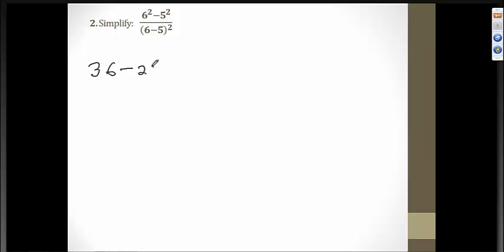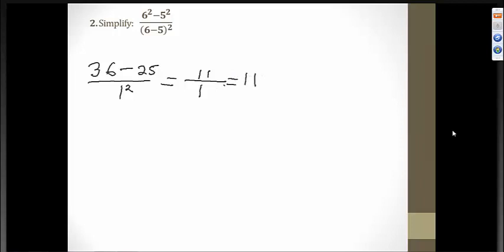5 squared is 25. That's my numerator. My denominator has a grouping symbol, 6 minus 5. That's 1 to the second power. Now I'm going to translate that, so I'm going to have 36 minus 25, which is 11, over 1 squared, which is 1, and that means that my final answer is going to be 11.